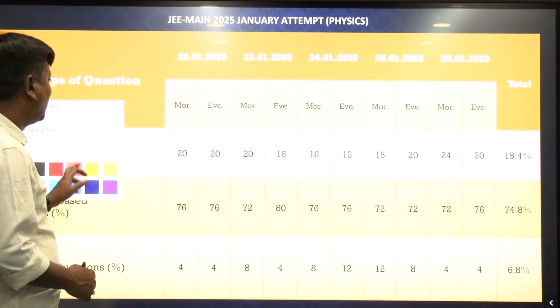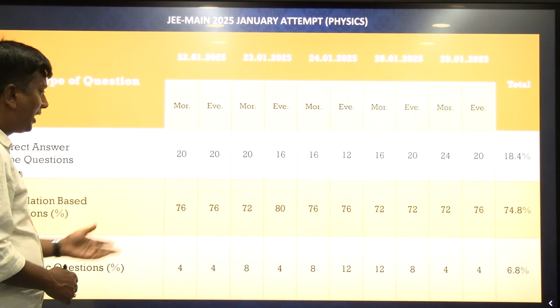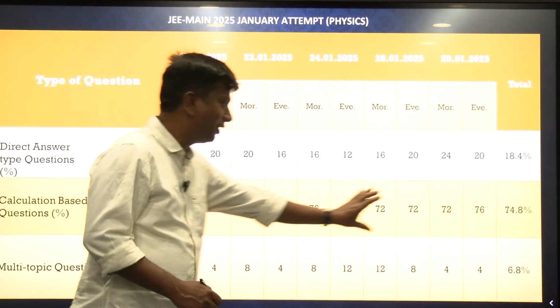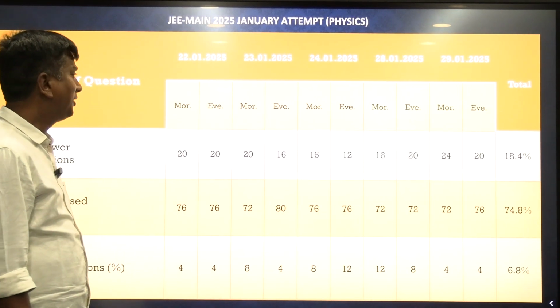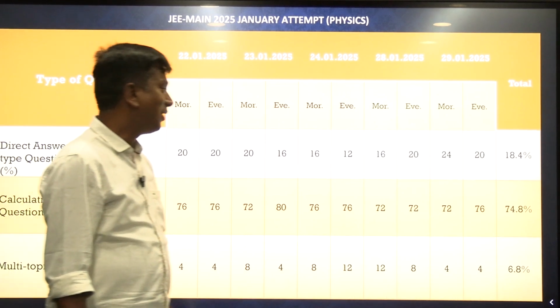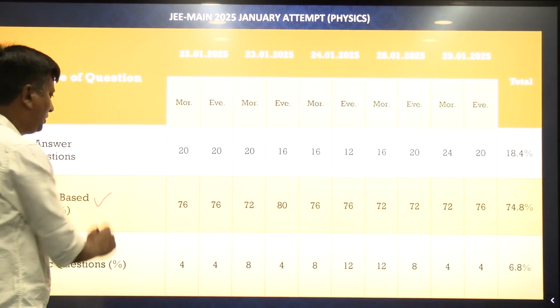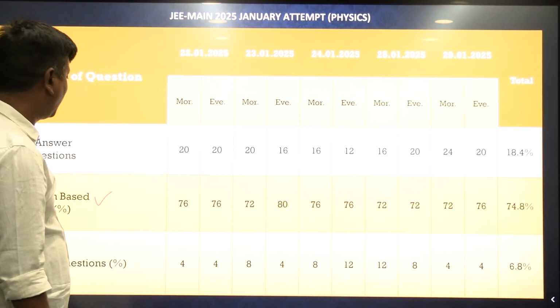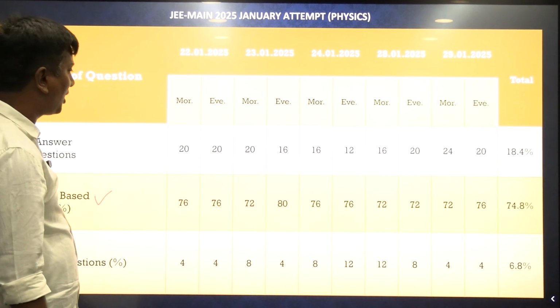How many questions are straightforward, direct, and calculation? Of course, because it is physics, definitely in every session we got almost 75% or 70 to 80% of the questions always calculation based, and why not? Because it's a physics subject. Some of the direct questions are also there.